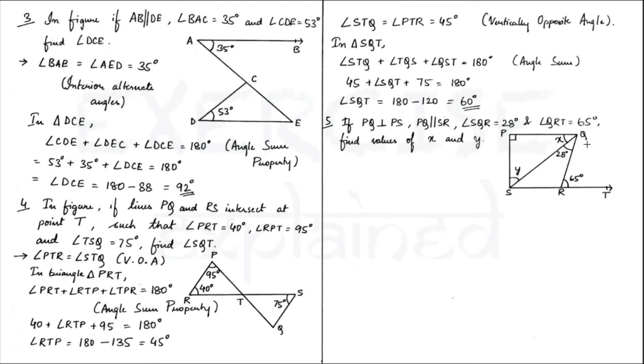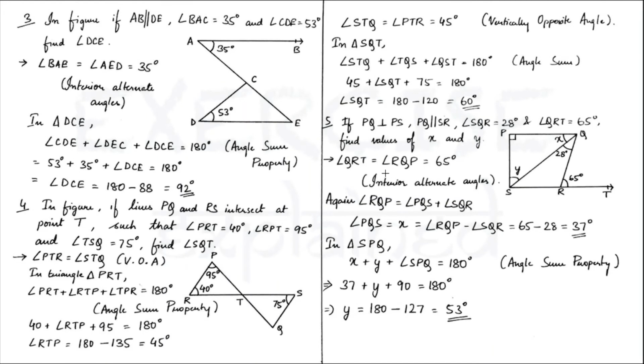So what we will do here is, QRT will be equal to RQP. The reason being, these two are interior alternate angles. So when these two are interior alternate angles, what happens is I get the value of PQR. So you can see here QRT is equal to RQP, that is nothing but PQR, that is equal to 65 degrees. That's because of interior alternate angles.